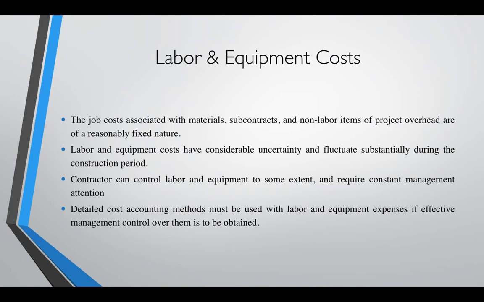So labor and equipment costs, the job costs associated with materials, subcontract, and non-labor items of project overhead are of a reasonably fixed nature. Labor and equipment costs have considerable uncertainty and fluctuate substantially during the construction period. The contractor can control labor and equipment to some extent, and they require constant management attention. And detailed cost accounting methods must be used with labor and equipment expenses if effective management control over them is to be obtained.